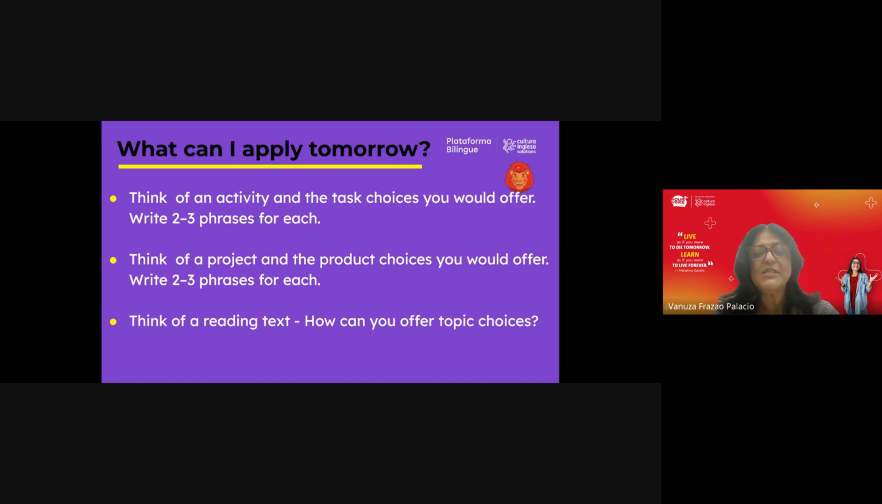think of a reading text that you are going to need to have this week. How can you offer topic choices? How can you have your students decide on the topic of this reading text or have an impact on the topic of this reading text? Okay, so these are some tasks, reflection tasks, of course, for you to try out during this week, and let me know how they went, right? And if they worked with your groups, okay?